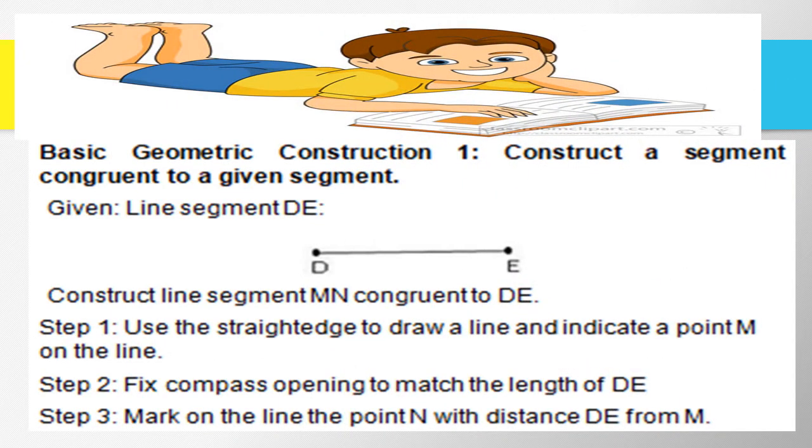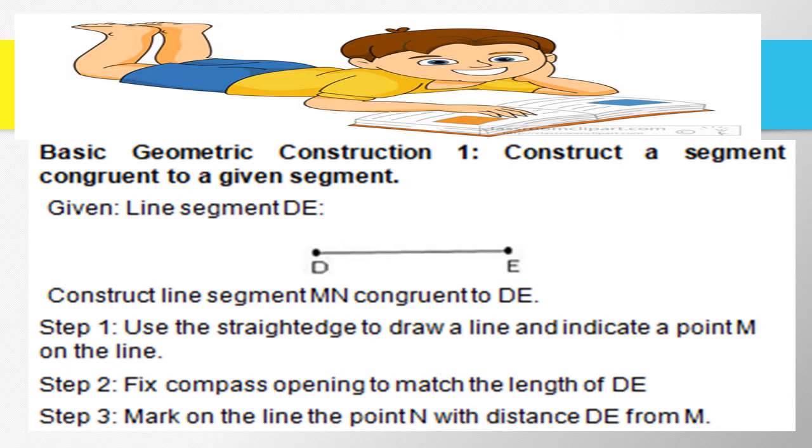Basic Geometry Construction 1. First, construct a segment congruent to a given segment, line segment DE. How to construct line segment MN congruent to DE? Step 1. Use the straight edge to draw a line and indicate a point M on the line. Step 2. Fix compass opening to match the length of DE. Step 3. Mark on the line the point N with the distance DE from M.